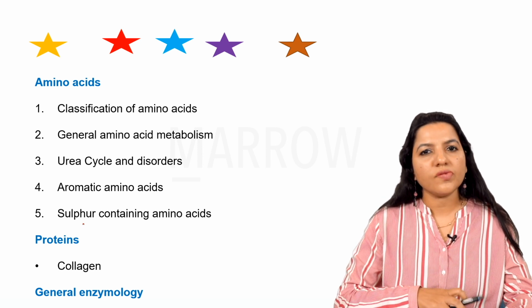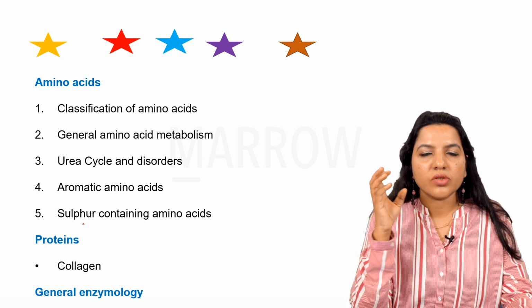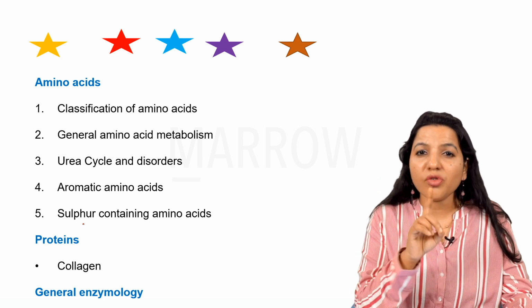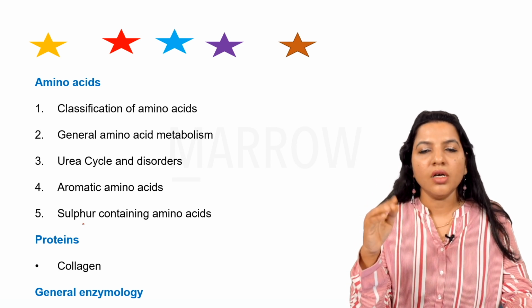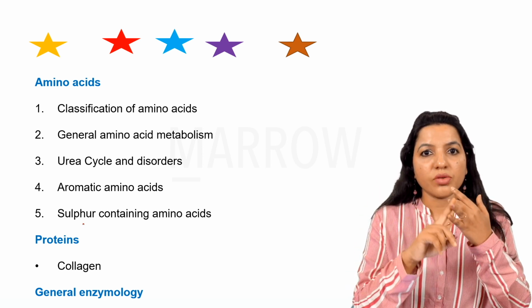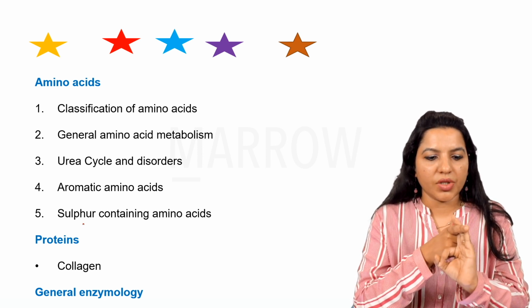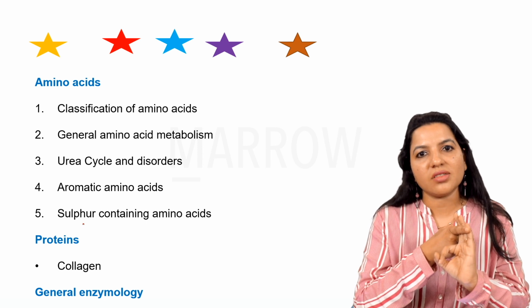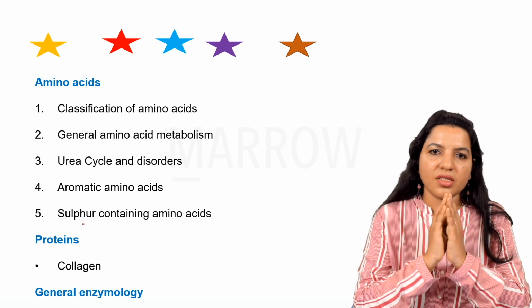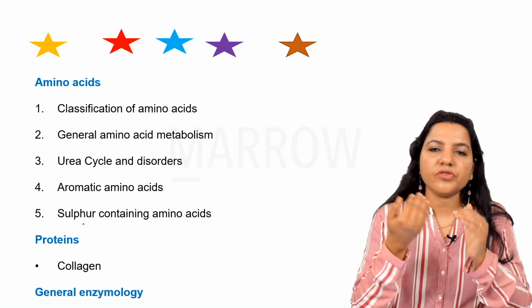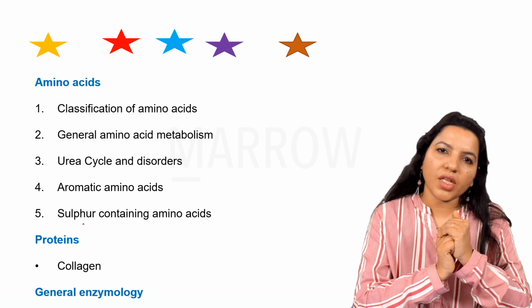Aromatic amino acids. Most of the students used to ask me which metabolism we have to learn. In the amino acid metabolism, aromatic amino acids I'll give you number 1 among the individual amino acids: phenylalanine, tyrosine and tryptophan. These 3 amino acids are must-learn topics. Then sulfur containing amino acids. Sulfur containing amino acids have a lot of metabolic disorders associated with them, so that is also a very important topic.